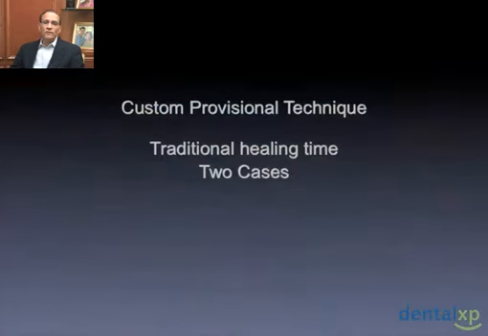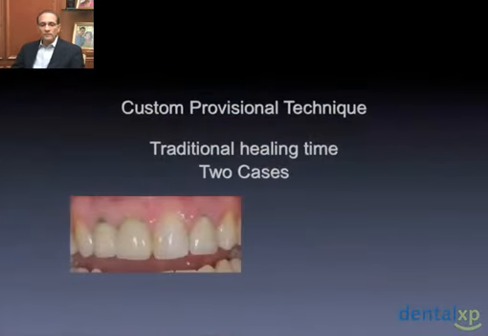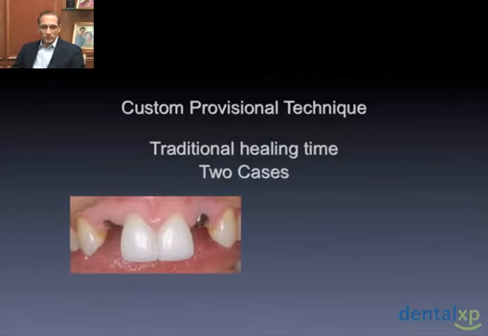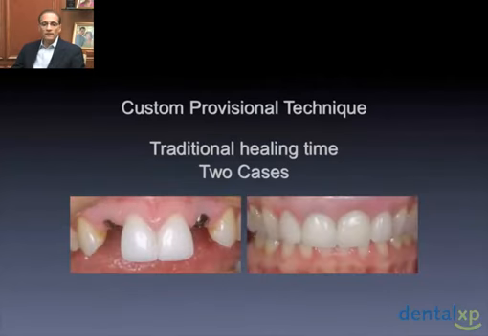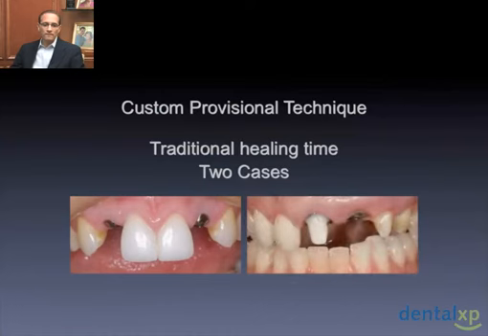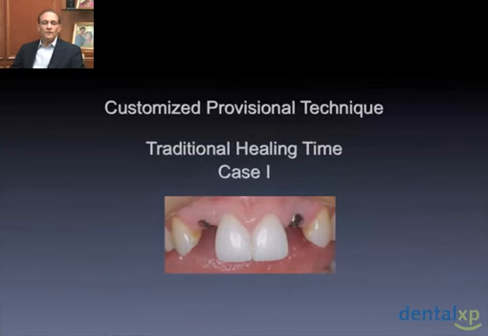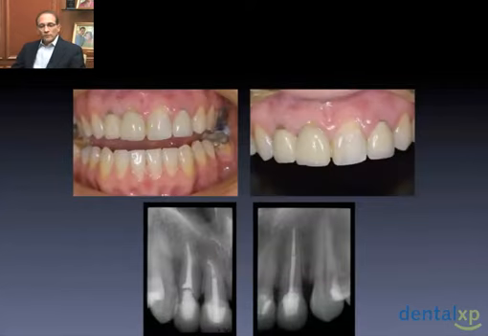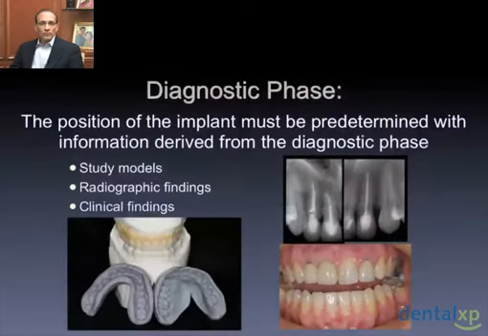So the first one is the custom provisional technique, traditional healing time, and the two cases that we're going to discuss are the two that you've seen highlighted in the lecture so far. The custom provisional technique, traditional healing time, the first case. Looking at this case, we have the impending loss of the lateral incisors. So where do we start? With all procedures, same thing. We're going to start with the diagnostic phase.